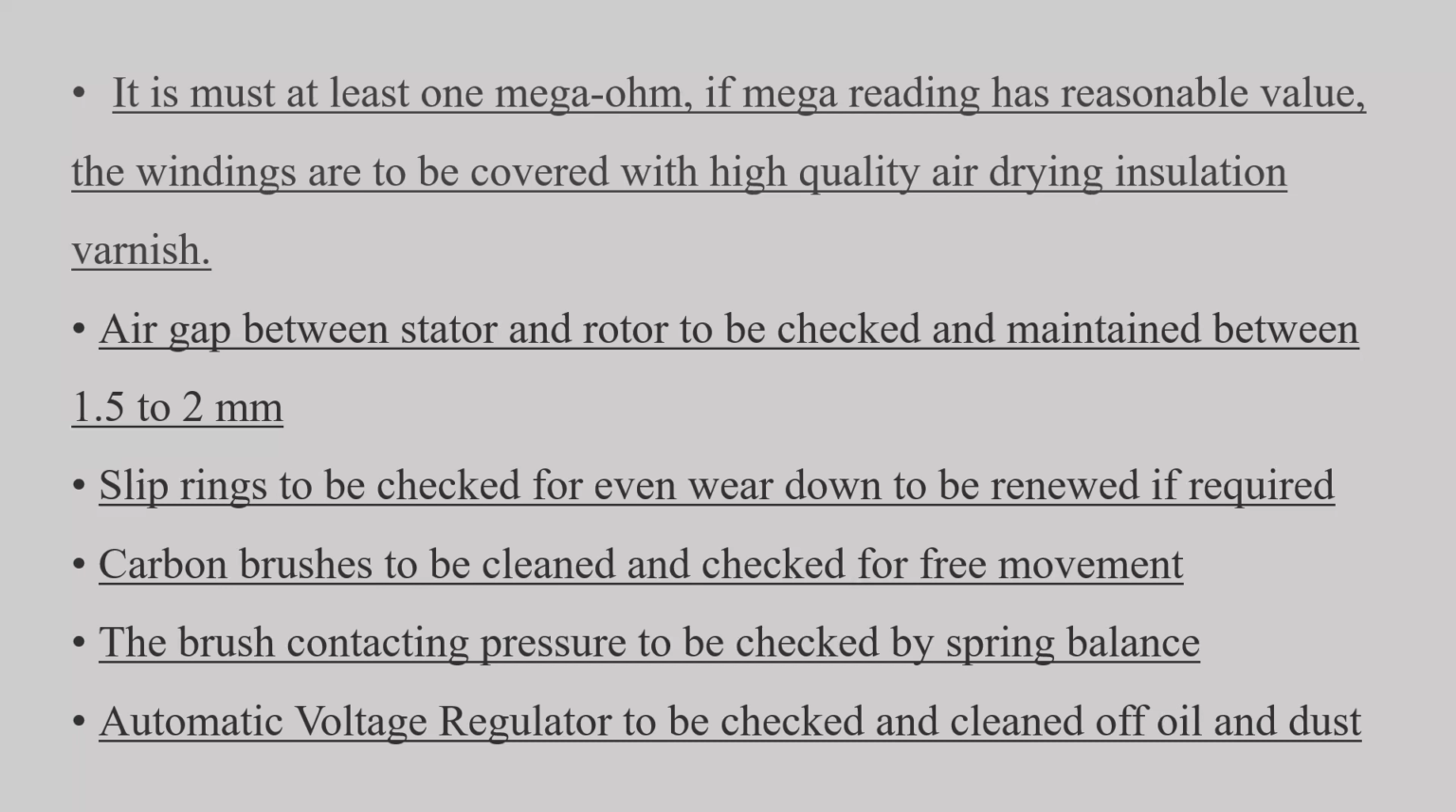So the AVR is trying to maintain the constant output voltage. We have some electronic devices connected to the AVR: amplifiers, sensors, comparators, diodes, SCRs. These have to be checked for continuity, and checked properly for any dust particles. So these are all points to be taken care of at the time of alternator maintenance. Hope you understood. We can go to the next slide.